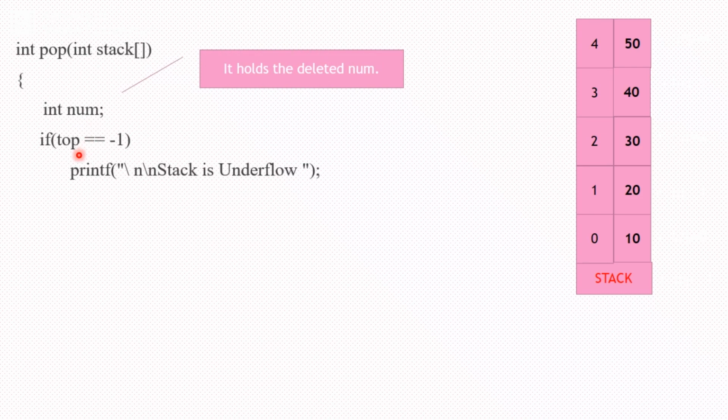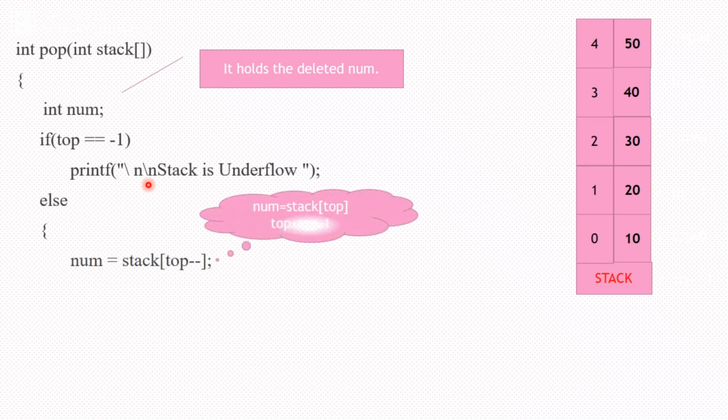And as I said while I was explaining the pop, top equal to -1 is necessary to check, because it is nothing but checking whether the stack is empty. So when top equal to -1, stack is underflow. Next, else, what are you going to do? If the stack is not empty, then you have to store the deleted element and decrement top. That is, stack of top minus means what?